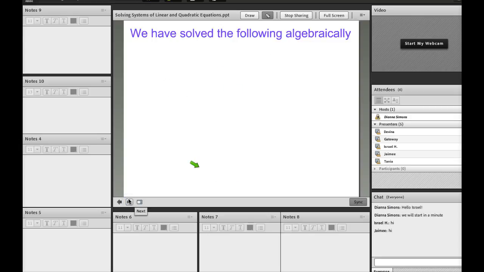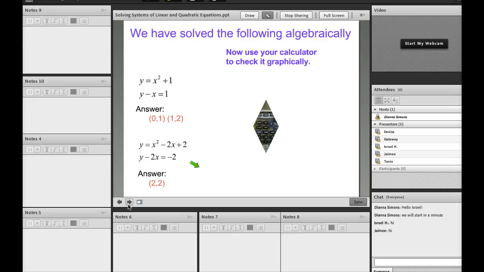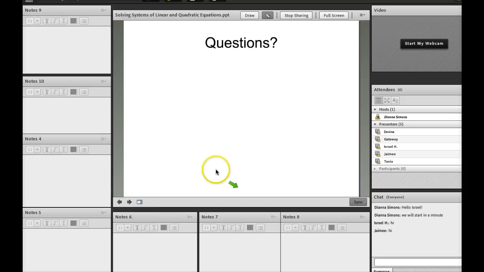Points of intersection. Okay, so we've solved algebraically. And now you can use your calculator to check them. And by using your calculator, you're just going to find the intersecting points. Okay? For the top one, it's at x equals 0, y equal 1, and then x equal 1, y equal 2. All right, bottom one, 2, 2. See how your answer here on your calculator is 1.99999 rounded up. Okay, that's, all right. And that is that.